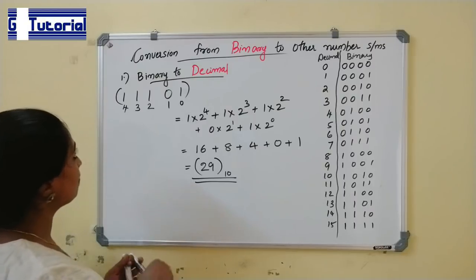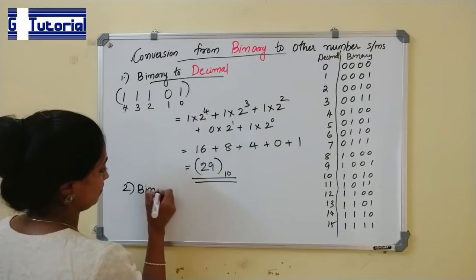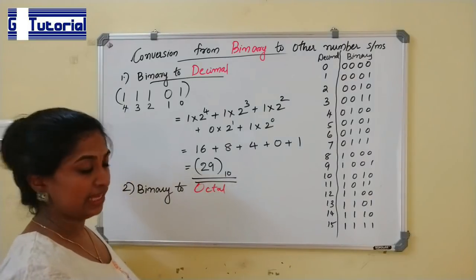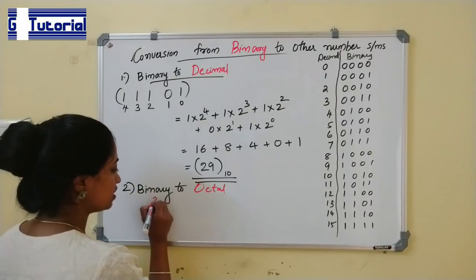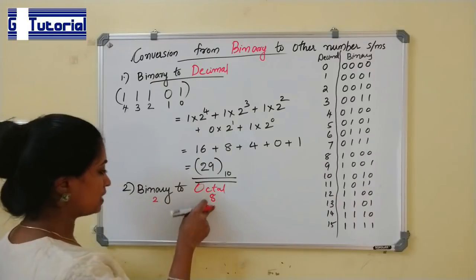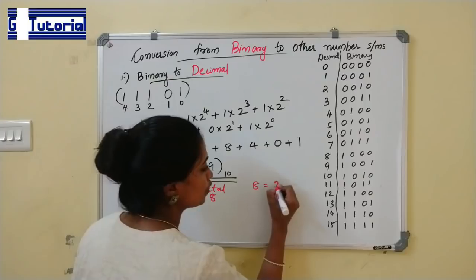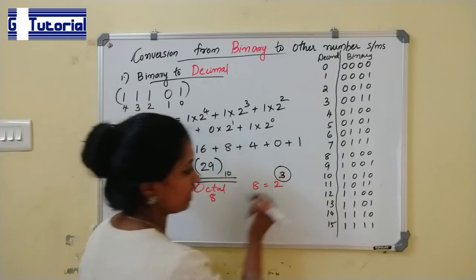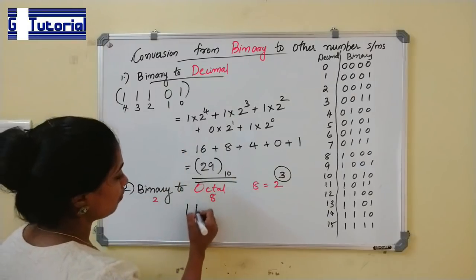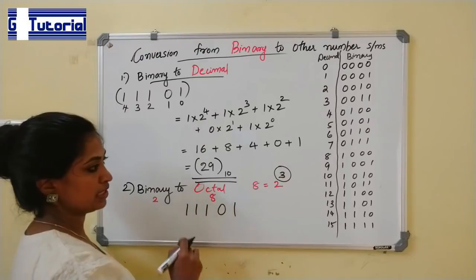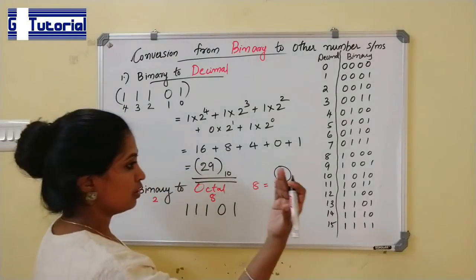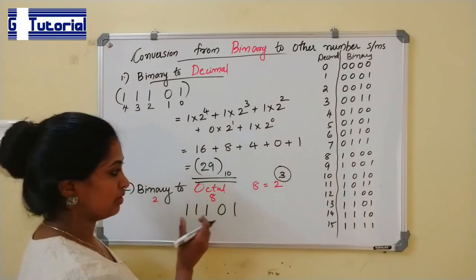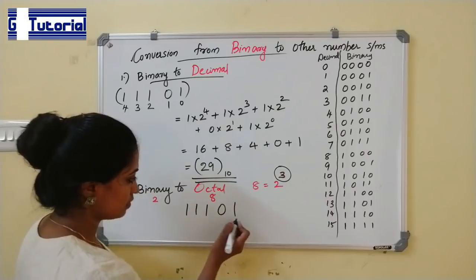Next is conversion from binary to octal. Octal number system has base 8 and binary number system has base 2. 8 can be represented in terms of 2 as 8 is equal to 2 cube. We have to consider this factor. So to convert the number 11101 to octal number system, we have to form a pair of 3 from the LSB, least significant bit. From the right, we have to take 3 bits, pair 3 bits, because 2 raised to 3 is 8. So this is one pair.